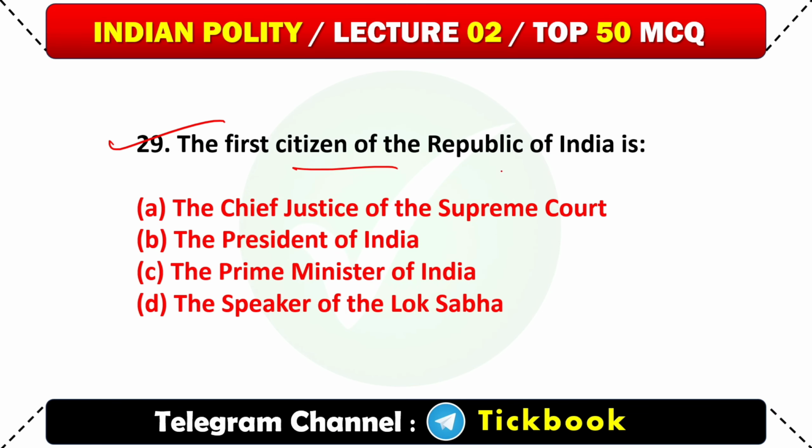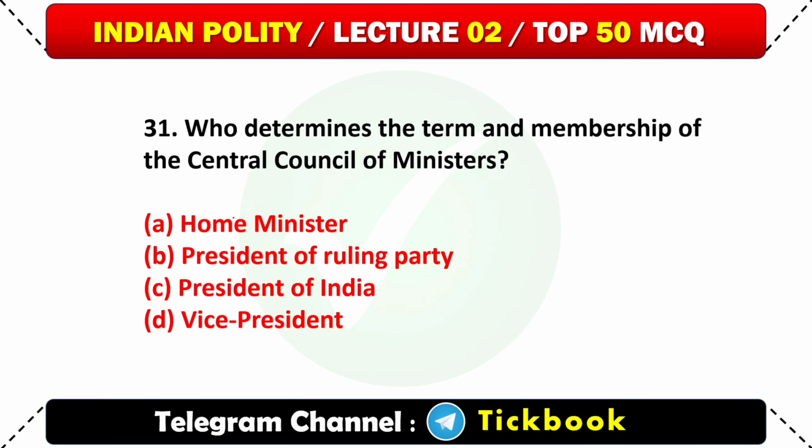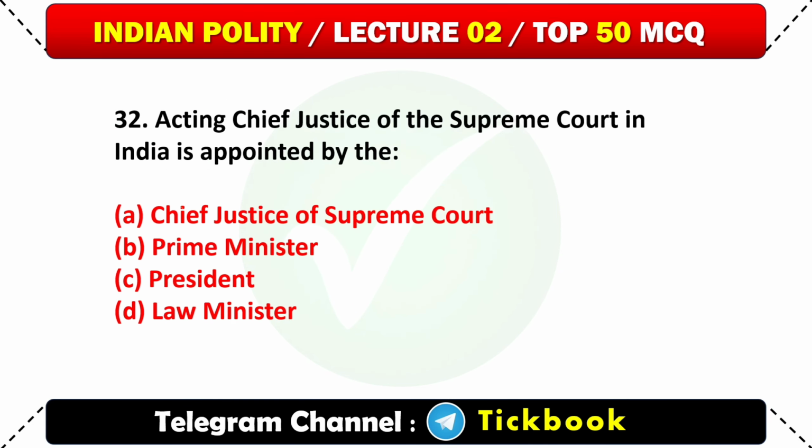29. The first citizen of the Republic of India is? Option number B, the President of India. 30. The President of India is? Option number A, the head of the state. 31. Who determines the term and membership of the Central Council of Ministers? Option number C, President of India.